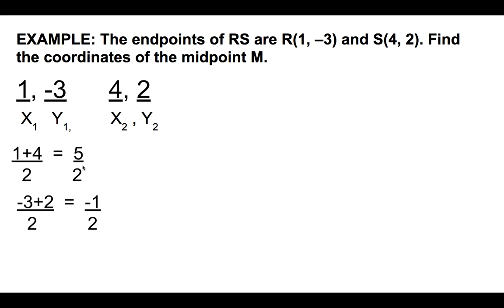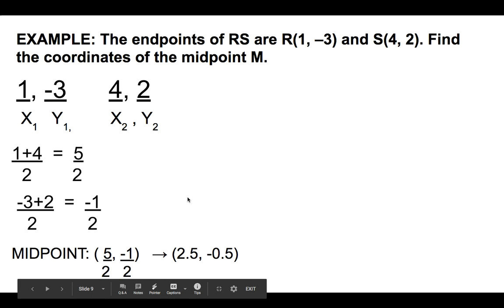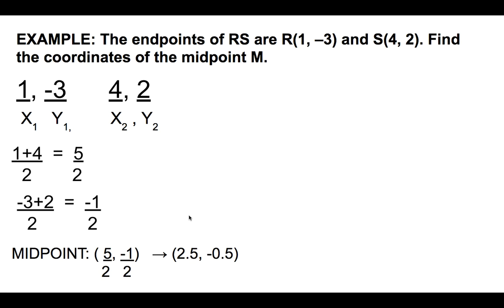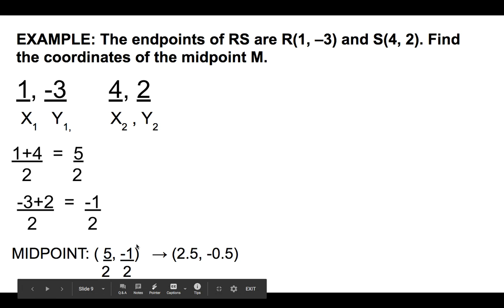Now I'm going to take my y values. My y sub 1 is -3, and I add it with my y sub 2 value, which is 2, and that gives me -1 divided by 2, which is -1/2. I'm also going to write these coordinates as decimals. 5 over 2 is 2.5, and -1 over 2 is -0.5. Either way, you can write them as fractions or as decimals. It's fine.